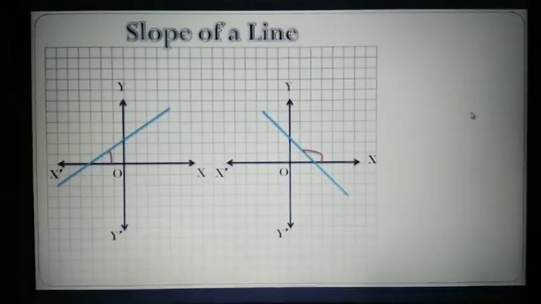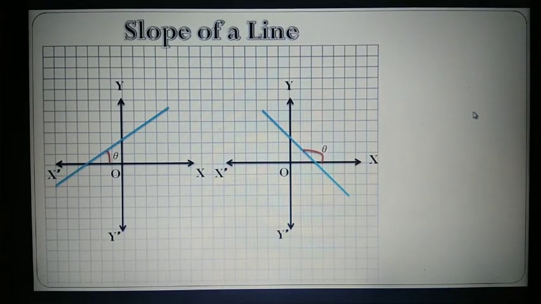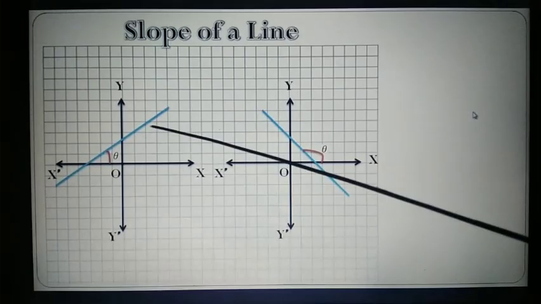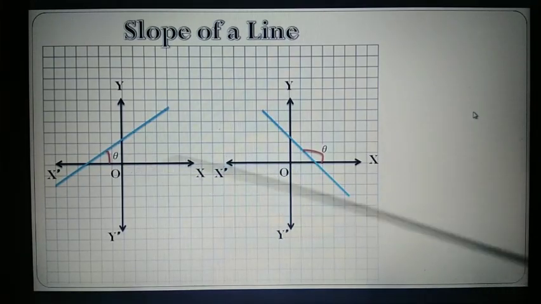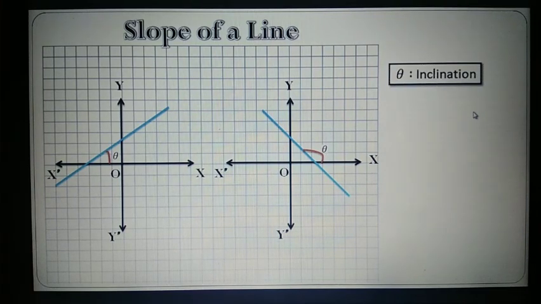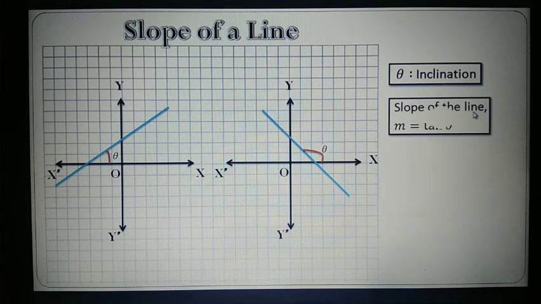So if I call these two angles to be theta, this is also theta, this is also theta, then this angle theta is known as inclination. So angle theta is known as inclination. Now next is slope of a line. So since the topic is slope of a line, now the slope of a line is denoted by m, and its value is given by tan theta.